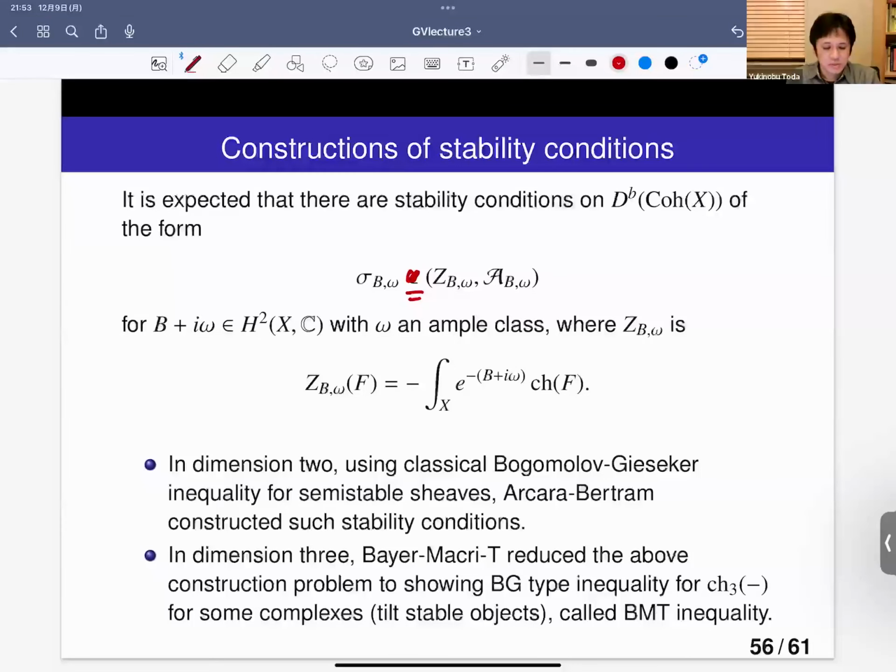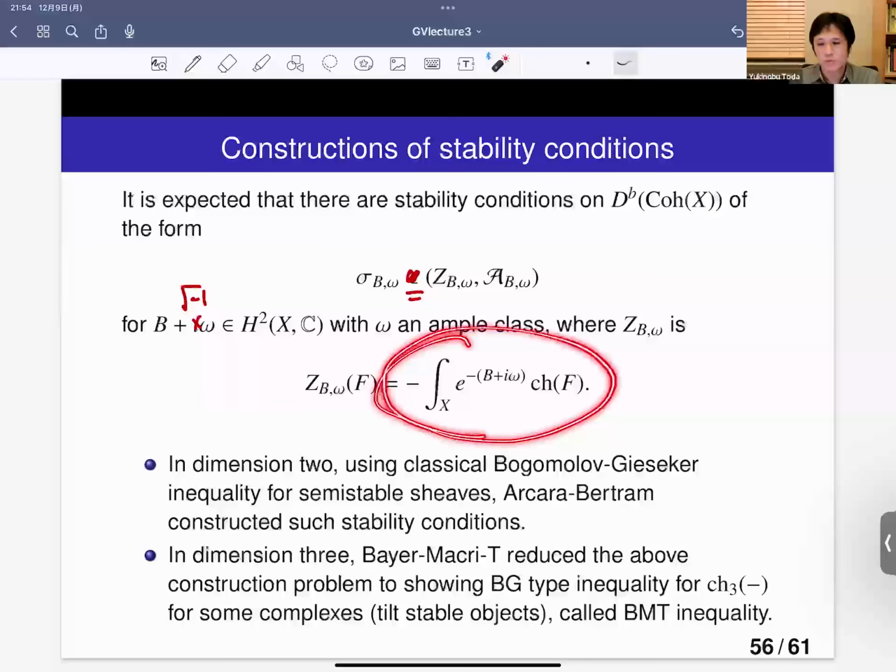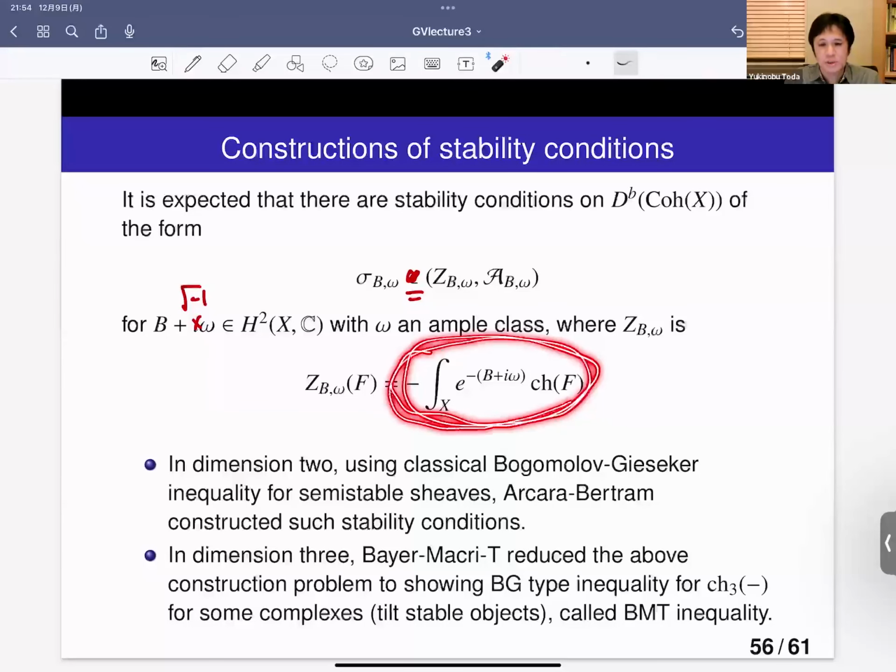For a given choice of B + iω, where i is the square root of -1, and the imaginary part is an ample class, this one lies in the complexified ample cone. And the central charge should be maybe given this way. Well, probably there might be some correction term coming from quantum corrections. But in general, for arbitrary B, ω, we expect that there is a stability condition of this form.